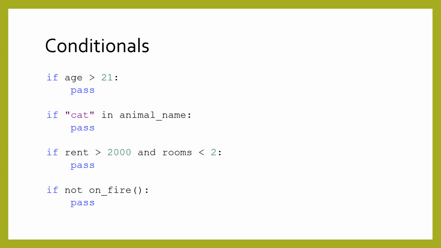You already learned about writing conditionals. Conditional expressions can be variables, comparisons, function calls, or combinations using and, or, and not. In the code shown here, you can see quite a few different kinds of valid conditional expressions.